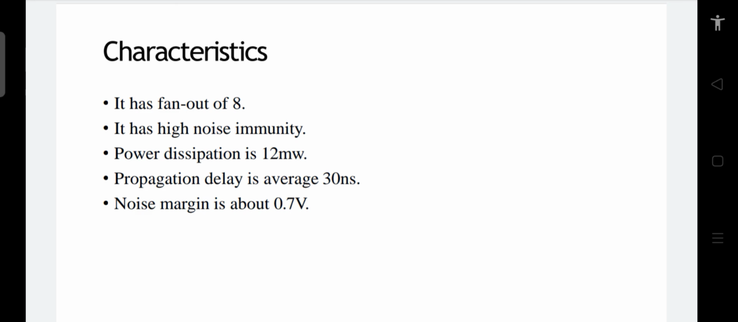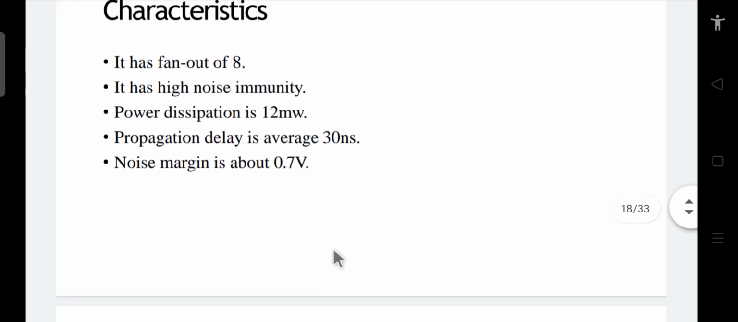It has high noise immunity. The power dissipation is the same as the previous logic family. Propagation delay is also about 30 nanoseconds, and the noise margin is better than the previous one, but still not very good. It has a noise margin of 0.7.